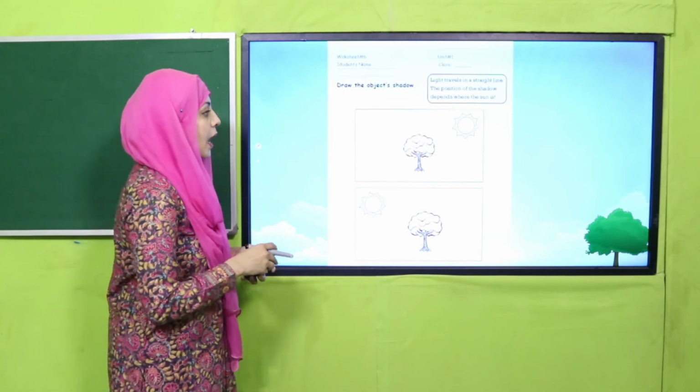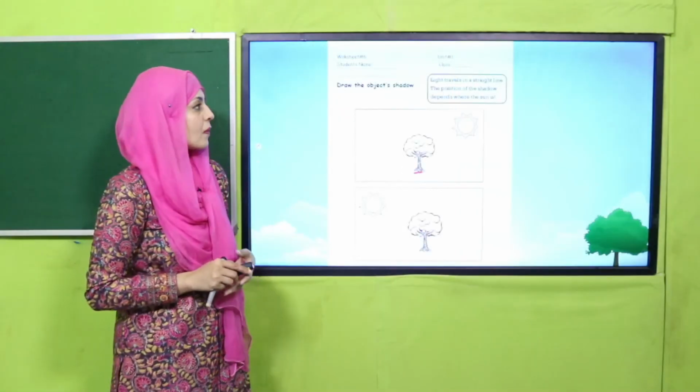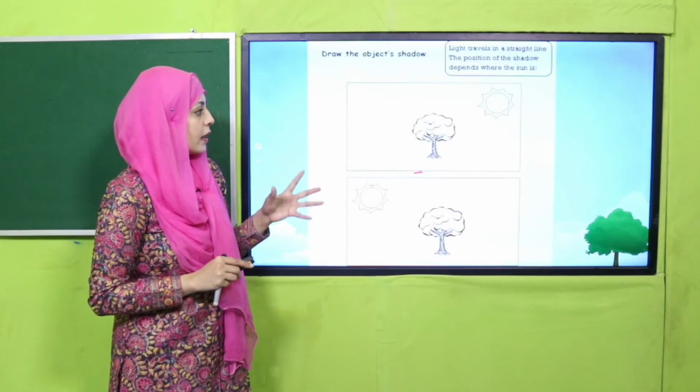Okay, now here you can see the tree and the sun is here and you have to draw the shadow. So the shadow will form here. Here the sun has changed its position. Now where will the shadow be? So you have to draw the shadows of both the trees in correct places. Very easy worksheet. Just use your mind. Now, my dear students, here's the worksheet.